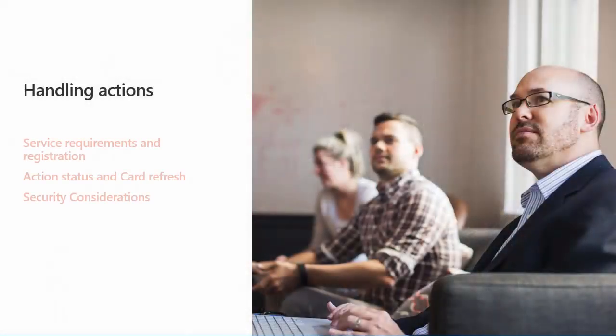So let's continue on and review how to handle these actionable messages in your code. We'll talk about the requirements for handling them, with registration that's required to make this work in production. We'll talk about providing a refresh data or a status back to Outlook, as well as talk through the security concerns, and then we'll wrap it up with a demo.